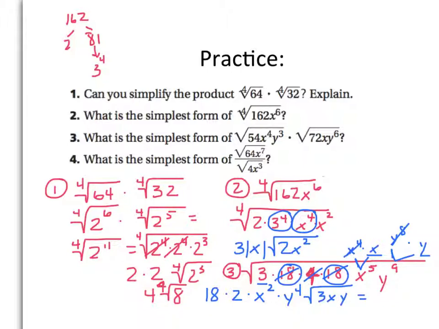Multiplying that outside front portion there, that coefficient, 18 times 2, 36. 36, x to the 2nd, y to the 4th. I'm almost out of space, 3xy. Oof, almost didn't make it.